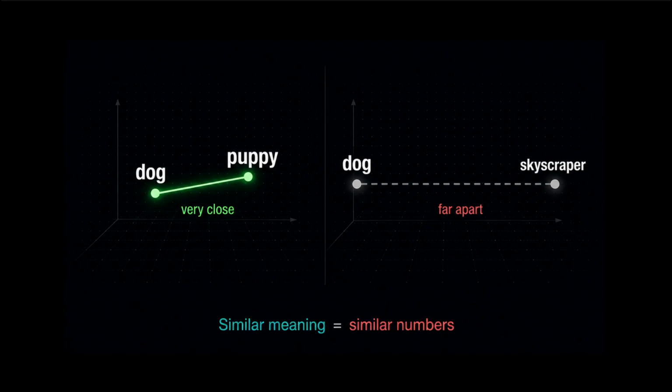So for example, if you take the word dog and the word puppy, their list of numbers will be really close to each other, but the word dog and skyscraper, those will be pretty far apart. We call this list of numbers a vector, and all of these vectors live in what we call a vector space, which is basically a mathematical coordinate system, except instead of 2 or 3 dimensions like how you would draw on a paper, it might have 384 dimensions or 1536 or more. So that's where the actual magic happens.